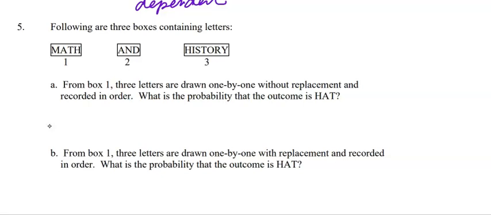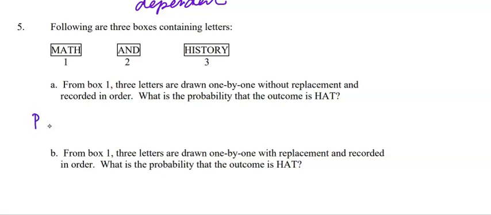Question A says, from box 1, so we're only looking at box 1, 3 letters are drawn one by one without replacement, which is key in working this problem, and recorded in order. What is the probability that the outcome is an H, then an A, then a T? So spelling hat. I'm reaching into box 1 only, and I'm going to take a letter out, not put it back, take another letter out, not put it back, take another letter out, and I want the outcome to be hat. So let's see what the probability of that happening is.